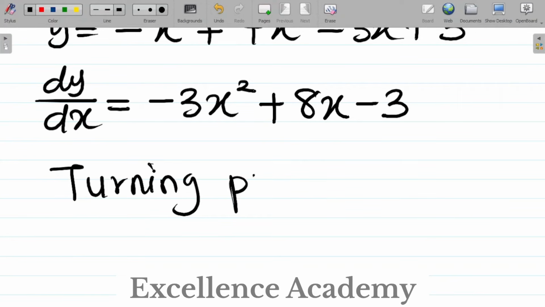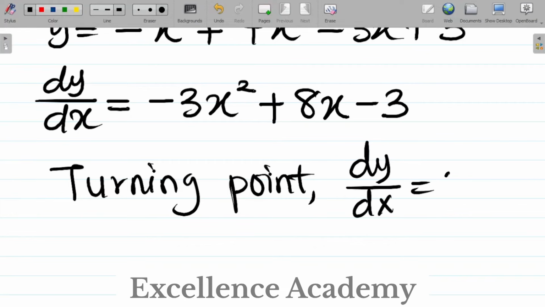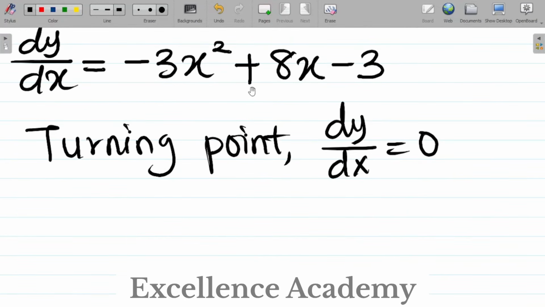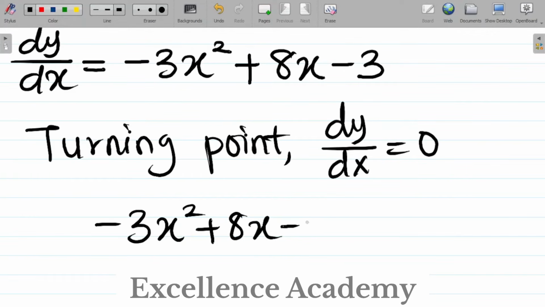At turning points, dy/dx is equal to 0. That's the condition for the turning point. So what that simply means is that I'll equate this function to 0: minus 3x squared plus 8x minus 3. You equate this to 0.